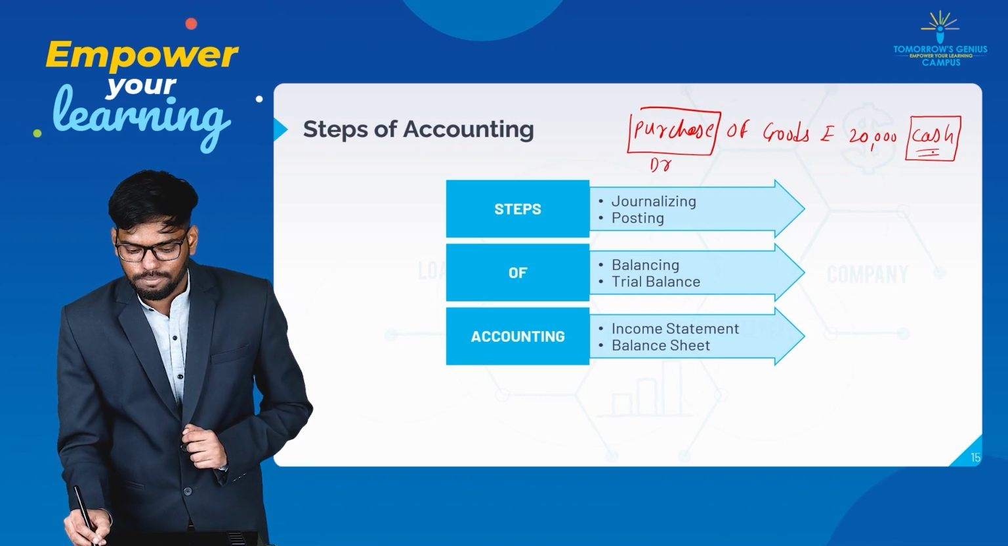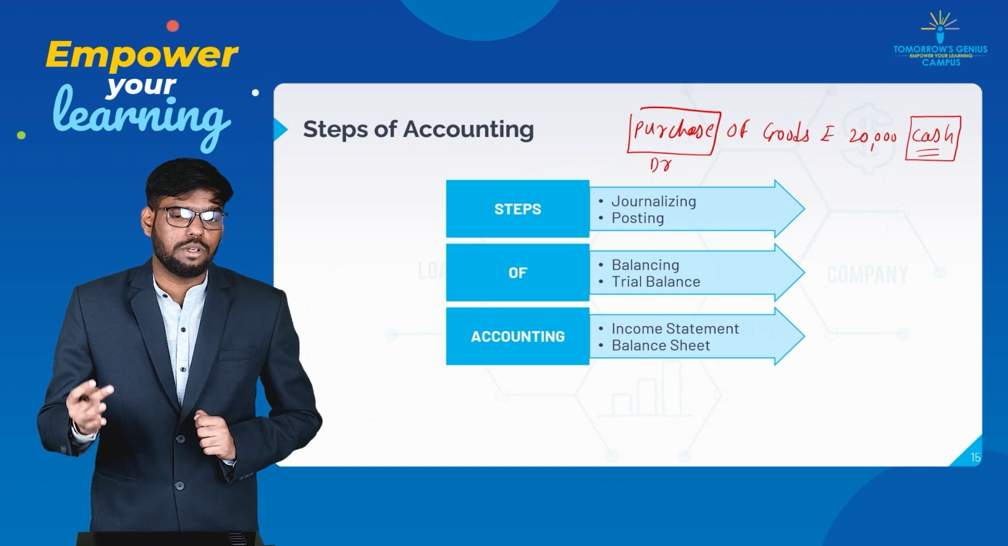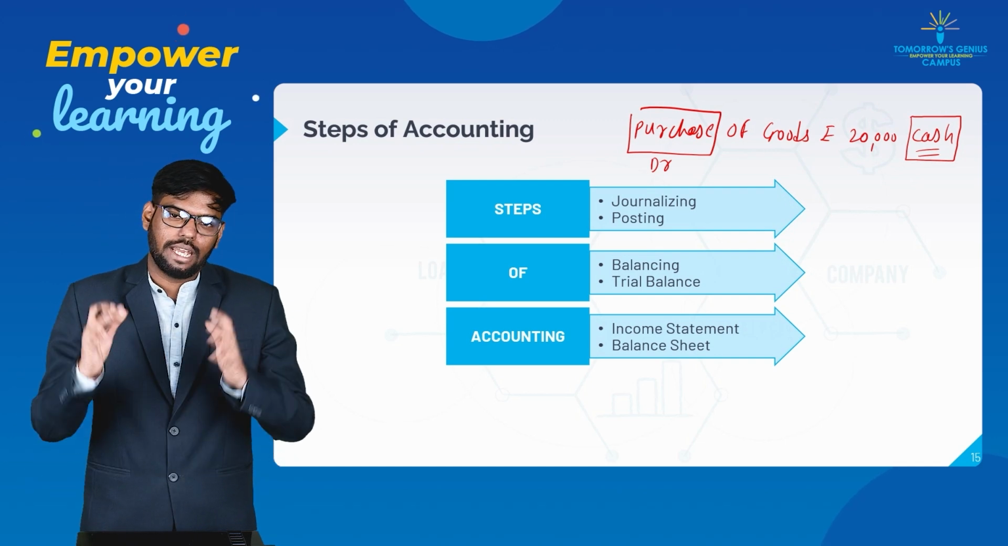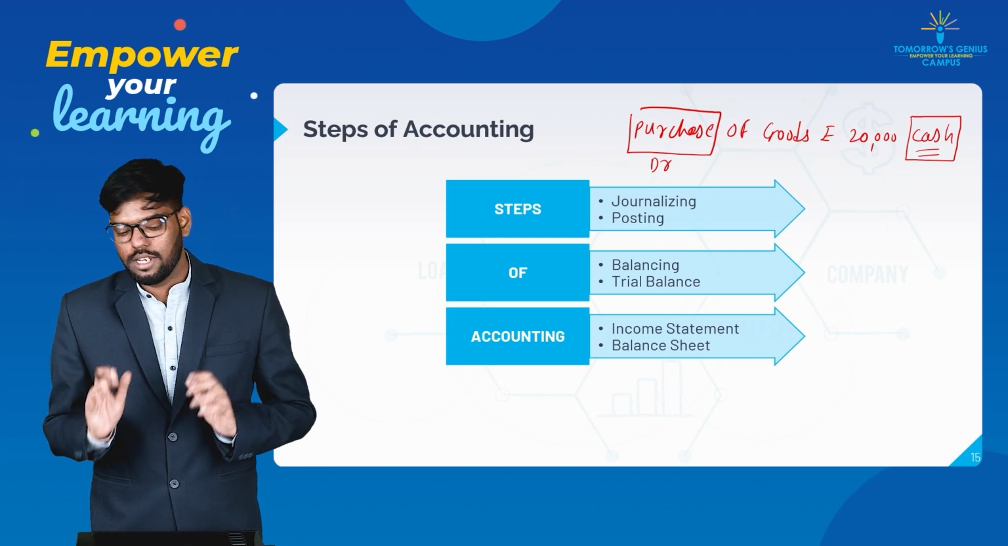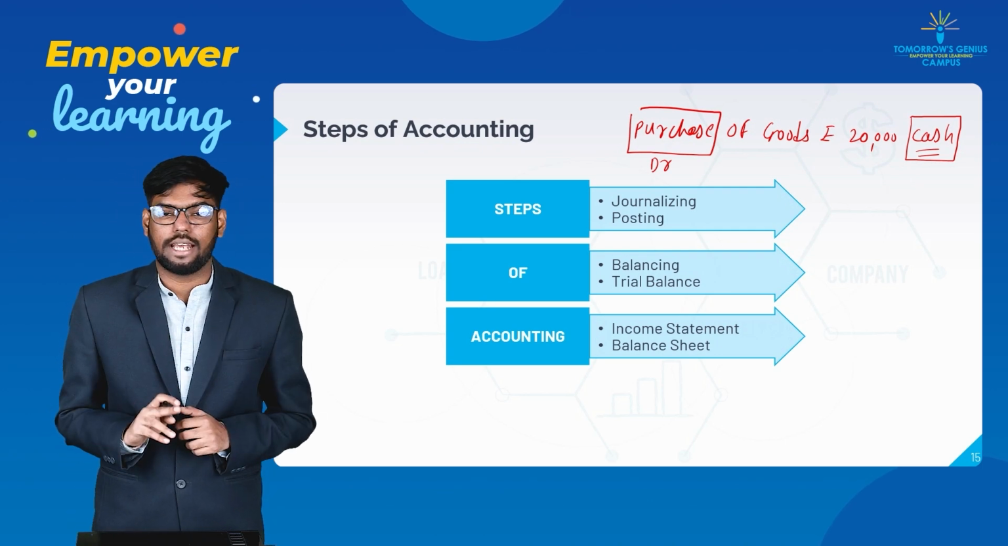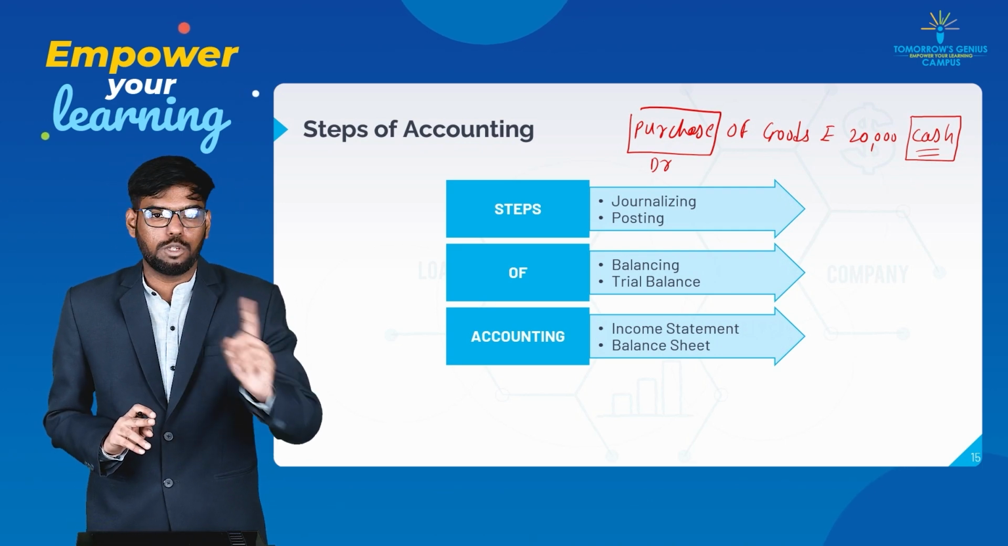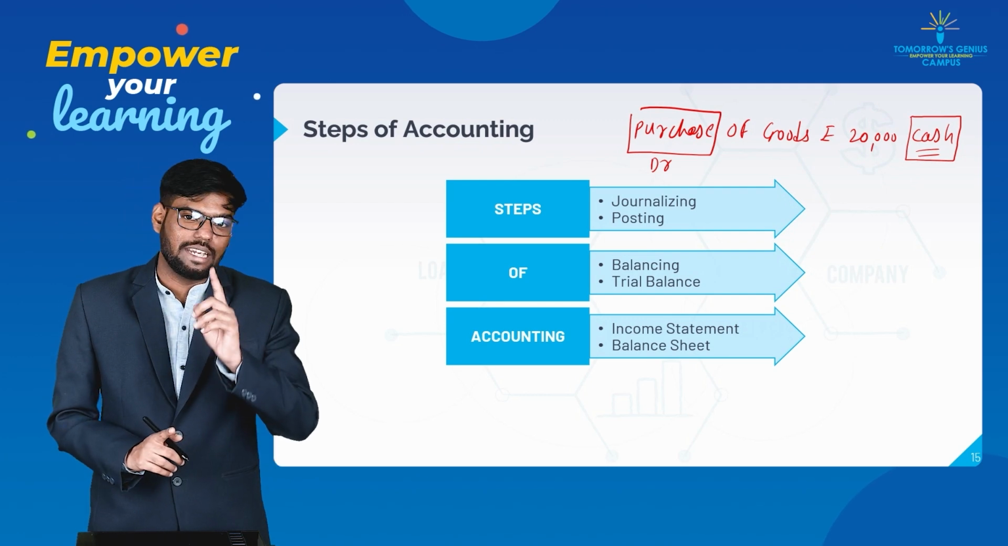So cash is asset, liability, expenses, income, or capital? So we know cash is my asset. So if cash is asset, which balance does an asset show? So cash asset shows debit balance.